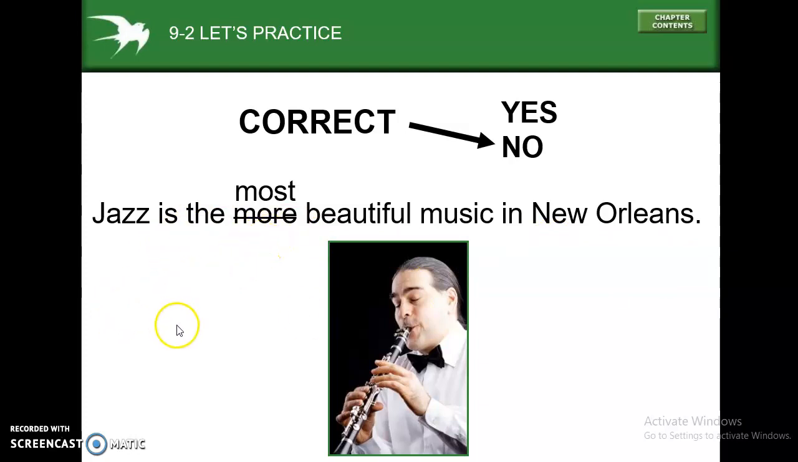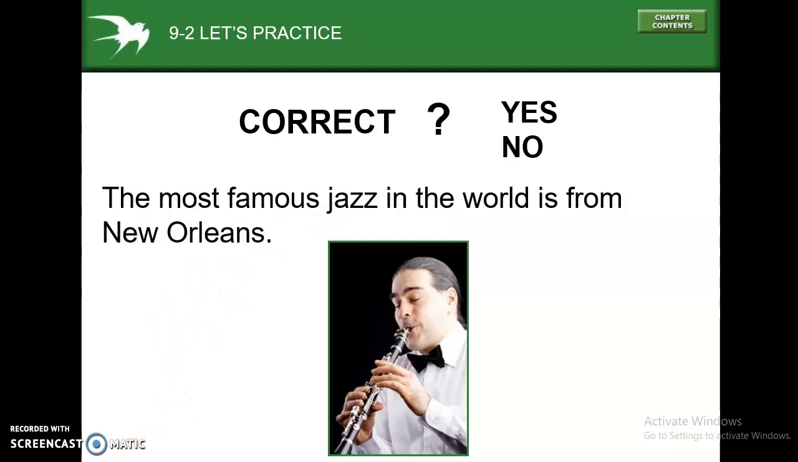You don't compare with two things, but jazz is the most. The most famous jazz in the world is from New Orleans. Correct or not? Yeah.